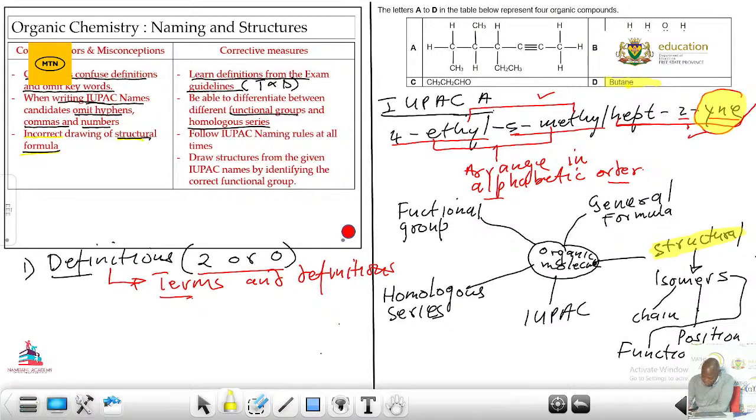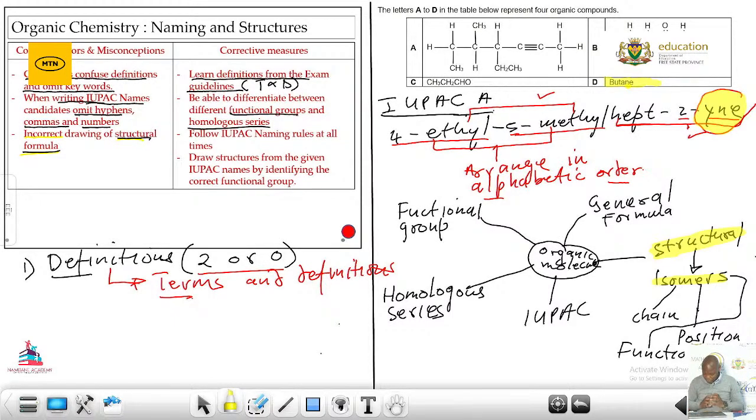The examiner can ask, give the IUPAC name of compound B. To which homologous series does compound B belong to? Draw the functional group or give the name of the functional group of B. Write the general formula. But because now when we check there, it is a ketone. Does it have an isomer? Definitely it does. So the examiner can also ask now to give the functional isomer of compound B.